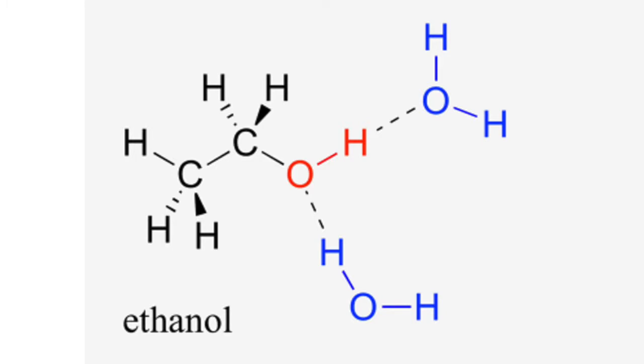Here's an example of ethanol dissolving in water. Notice that ethanol is capable of forming hydrogen bonds, and those intermolecular attractions make dissolving very favorable. You can also get miscibility with a nonpolar solute and a nonpolar solvent.